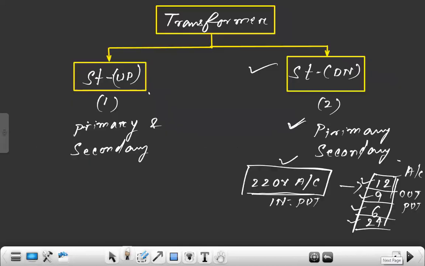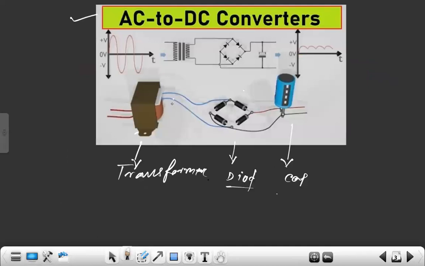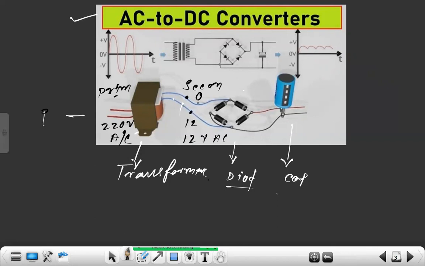But here we see only two. Here is a primary. Here are two wires. This is also secondary, and this is our primary. So here we apply 220 volt AC. We will be able to get here 0 volt. For example, this is 12 volt. So we will be able to get 12 volt AC up to this. So here we will get 12 volt.